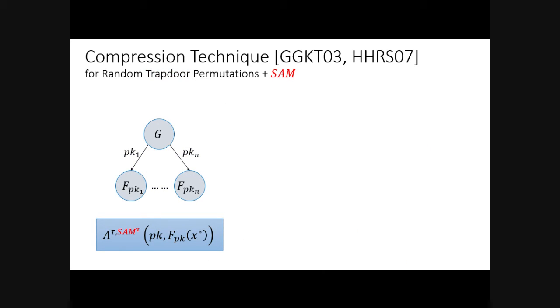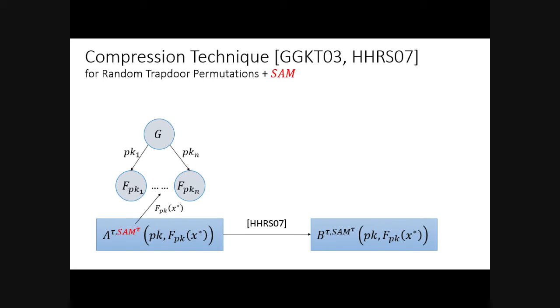And now we have to make sure that by adding Sam, we don't break anything. So the good thing here is that even if we give A the Sam oracle, the powerful oracle, the work of Haitner et al. showed that they can turn this adversary into another adversary, B, that makes slightly more queries, but the Sam oracle won't interfere with our compression technique. This means the Sam oracle won't be helpful in providing us with a way to break HIBE. We can still do the compression lemma and it will still work. That's what they show.